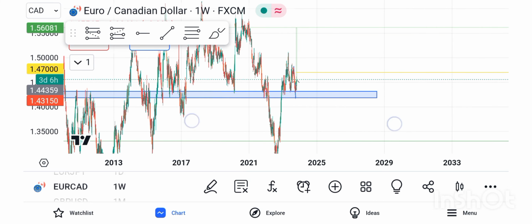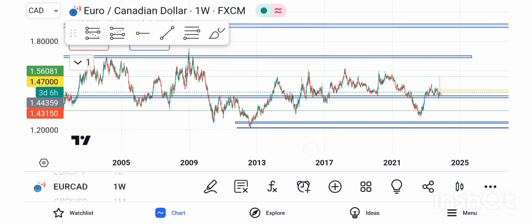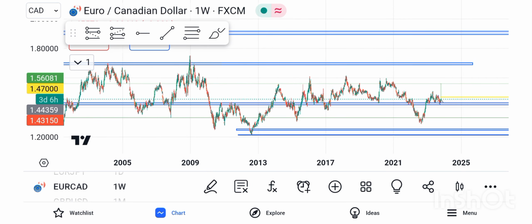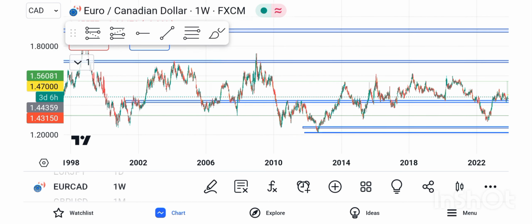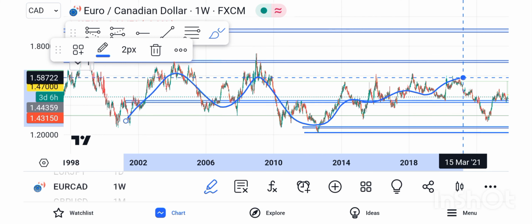But one of the major concerns and major questions is, what are we doing? What is the pair doing? Is it trending? Is it in a range? If it's trending, is it an uptrend? Is it a downtrend? What is EURCAD doing? Now, looking at the weekly time frame, we can see the price is kind of choppy. It's going up, down, up, down, up, down, more like in a range, but not a very defined range.